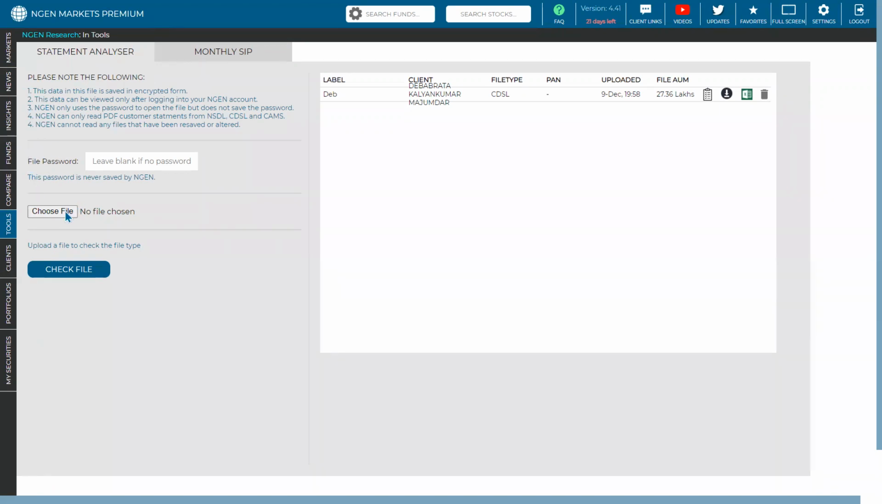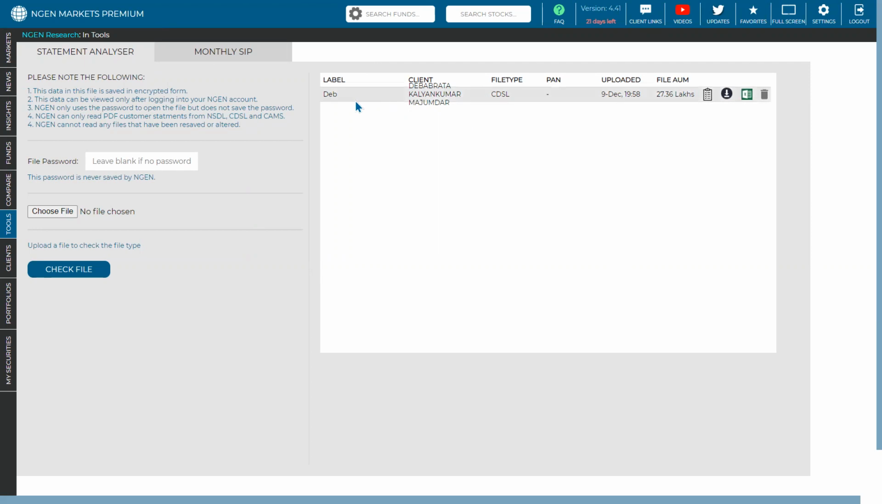Here you can choose the file which you want to add, with the password. Once you add the file and password, all you need to do is check the file. Once it approves it, it gets into the system just like this. There's a list of all the files you could add, and here all the clients from CDSL, NSDL, and even CAMS will be added into the system.